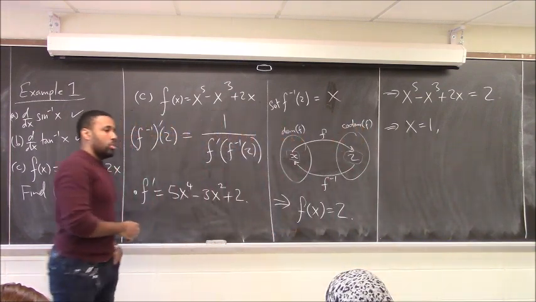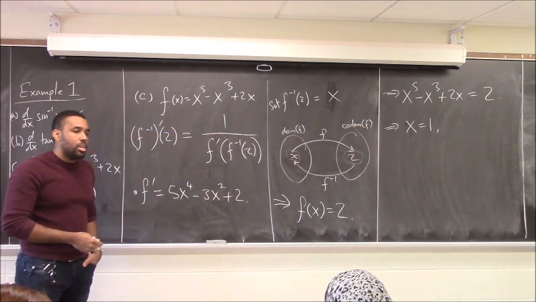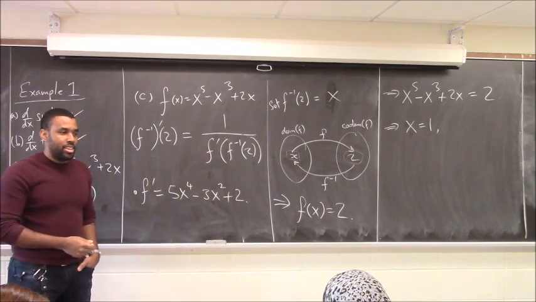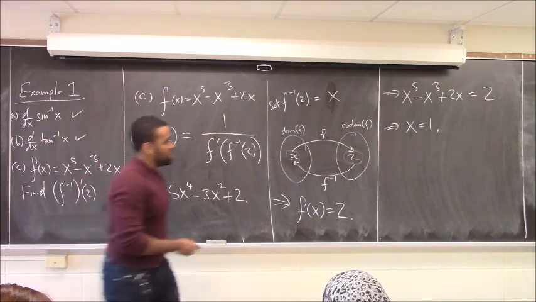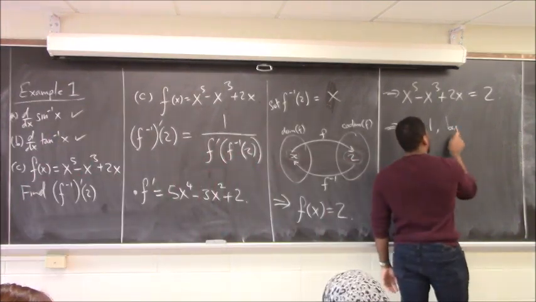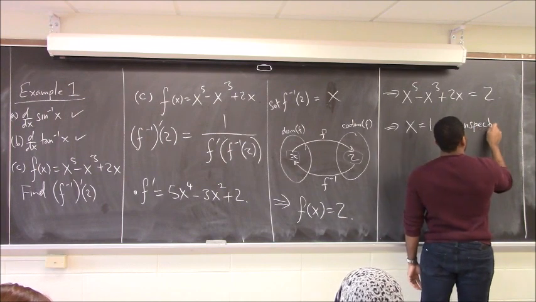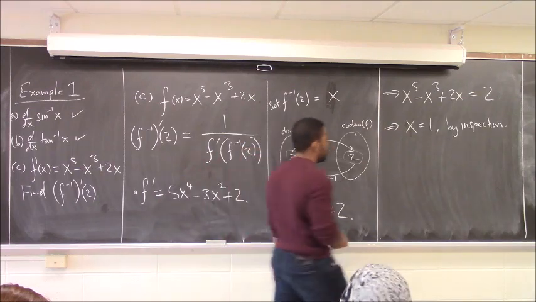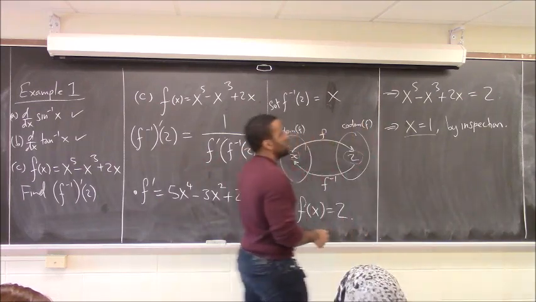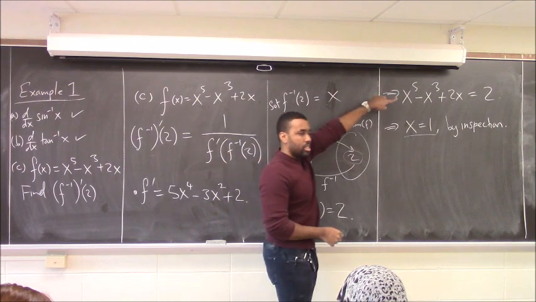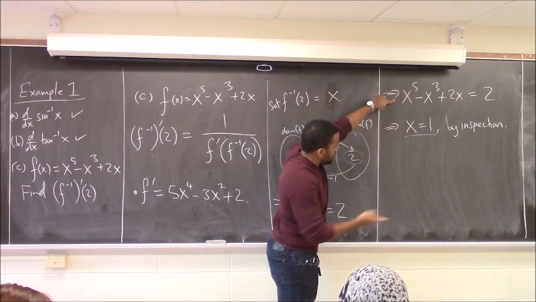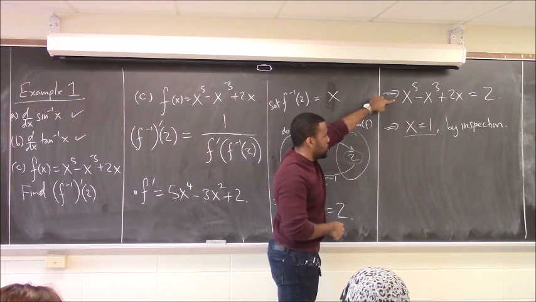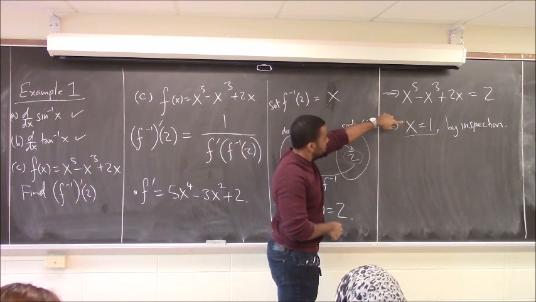So, with a little bit of trial and error, you can see that 1 is the answer. When you solve an equation like that, the phrase you use is by inspection. So, by inspection, we see that x equals 1. Now, you could technically solve this: bring the 2 to the other side, set it equal to 0, and factor by grouping. Ultimately, you could get to the answer x equals 1.